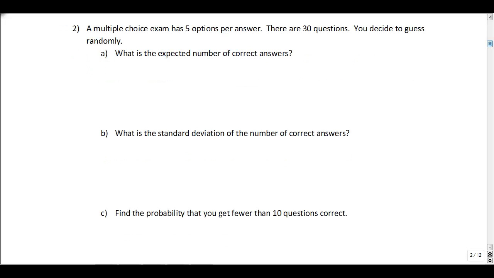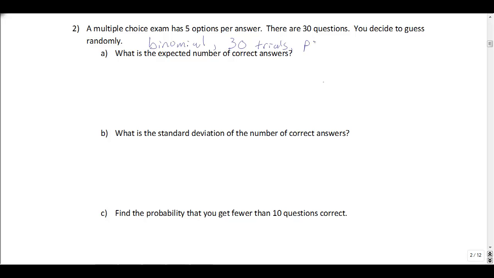Okay, this says a multiple choice exam has 5 options per answer. There are 30 questions, and you decide to guess randomly. So this is a binomial distribution. So we have a bunch of trials. We have 30 trials. So each question is a trial.